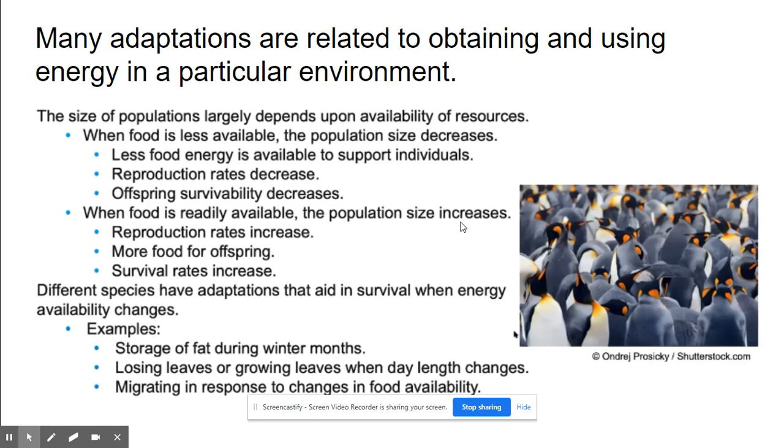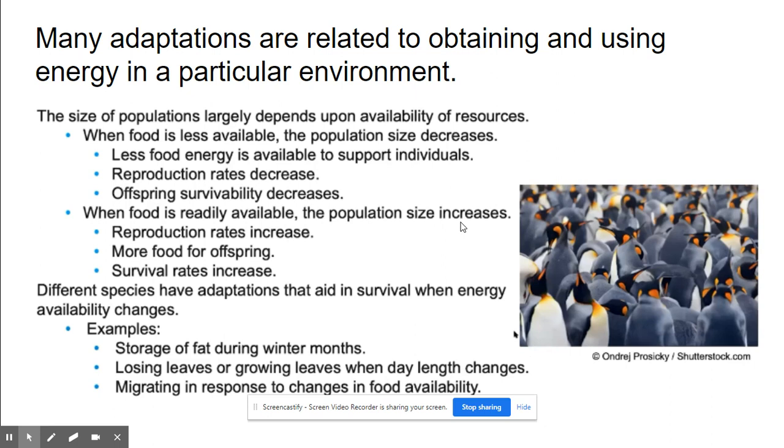On the other hand, when food is really readily available, there's lots of food out there, then the population size is actually going to increase. Reproduction is going to increase, there's more food for offspring, so the offspring are going to be able to survive. So that's going to increase. And so we're going to see that the population will increase when there's food available.